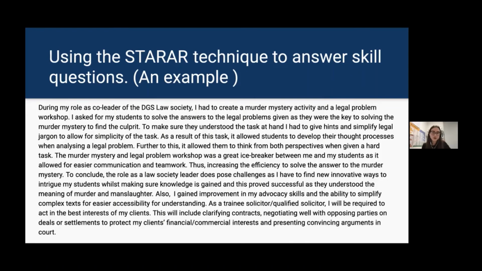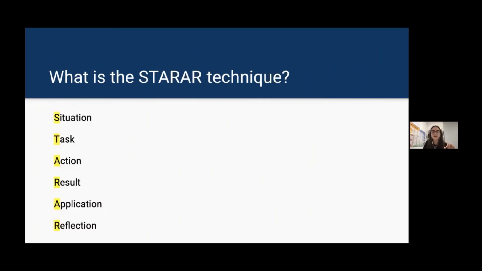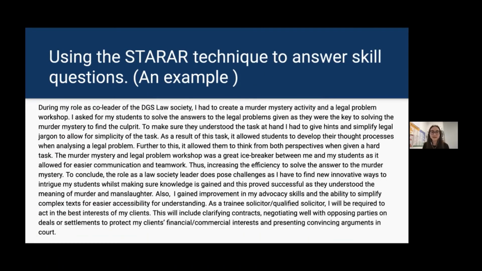And then to conclude, the role as a law society leader does pose challenges, as I have to find new and innovative ways to intrigue my students whilst making sure knowledge is engaged. So there's more, again, application and result all mixed in there. Also, I gained improvement in my advocacy skills and the ability to simplify complex text. So there's more there. And then right at the end, there's applying the skills that Kelvin has gained through his role as co-leader of the Law Society to being a trainee solicitor, and the role that he's applying for.